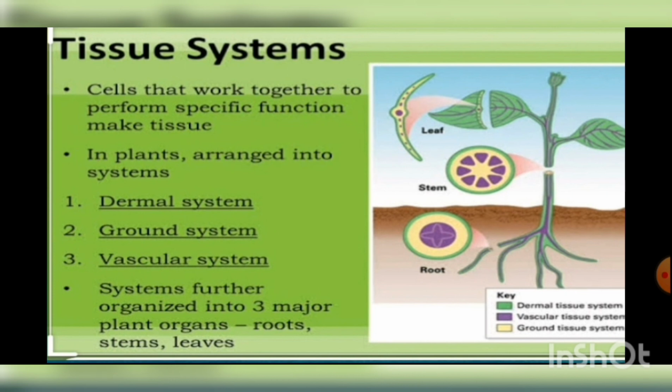So far we discussed what is cell, what is tissue, what are the different types of tissue. I hope you all understand what is tissue. Next level of organization, tissue system, that we will discuss in the next class.